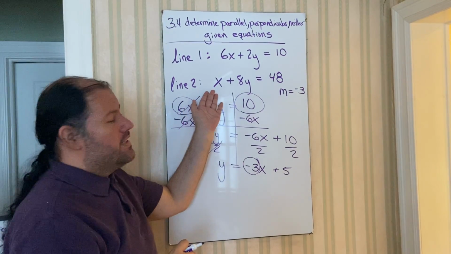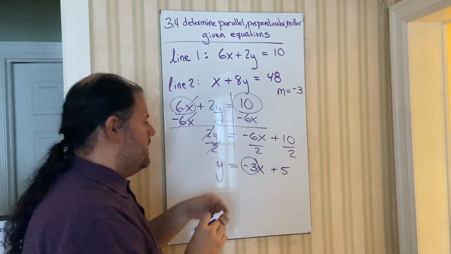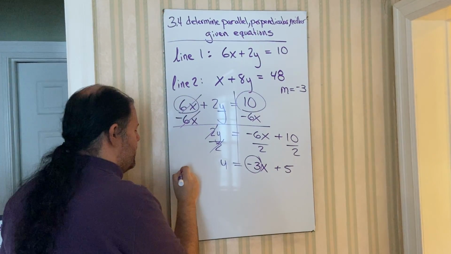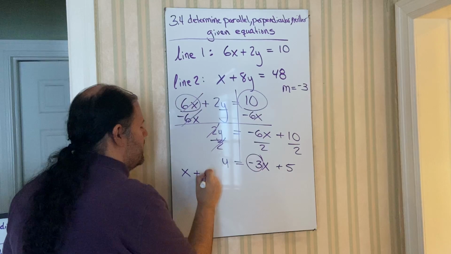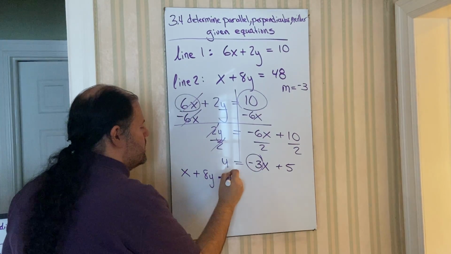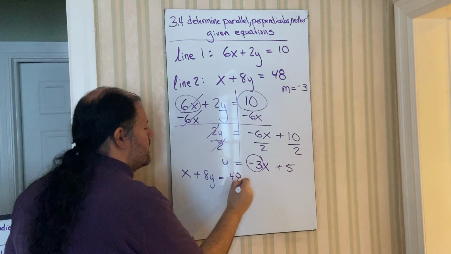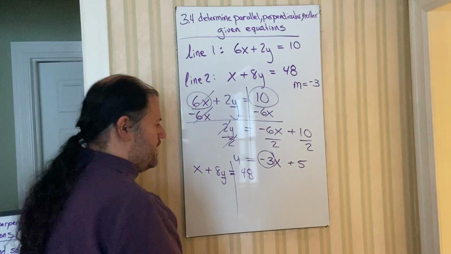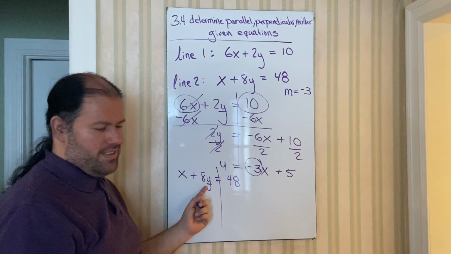Let's see what this line 2 is going to give us. So hopefully I can squeeze it on here. If not, we might have to erase. x plus 8y equals 48. We want to get y by itself. You can clearly see y is definitely not by itself.